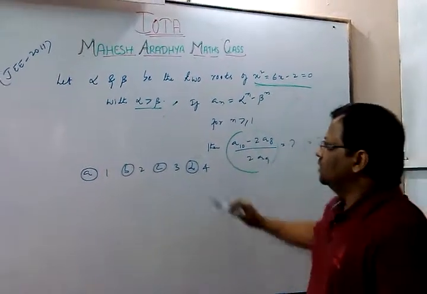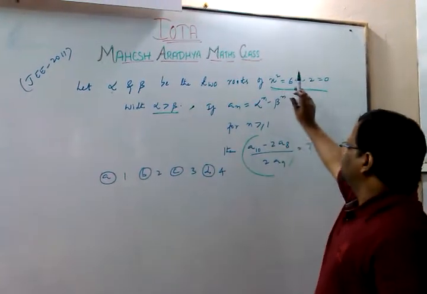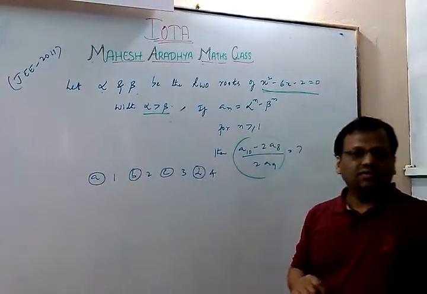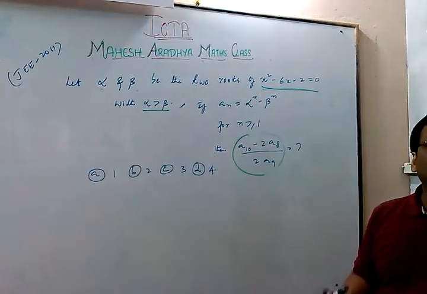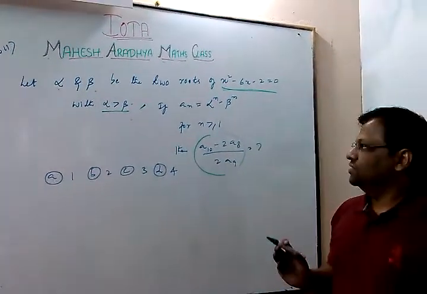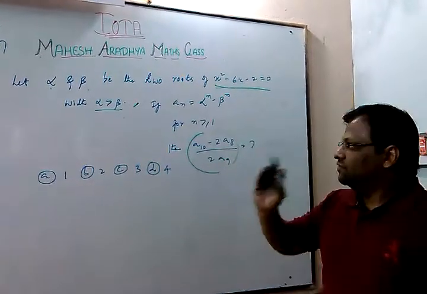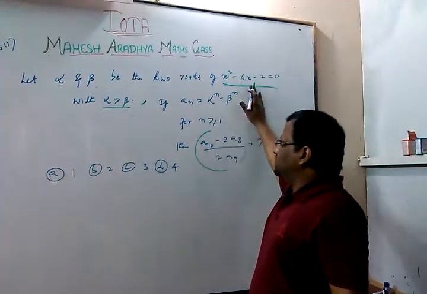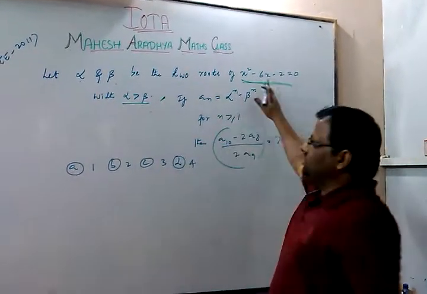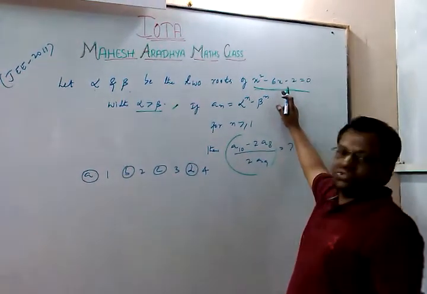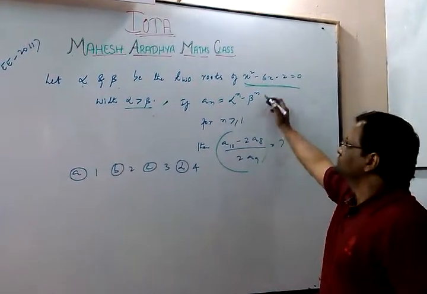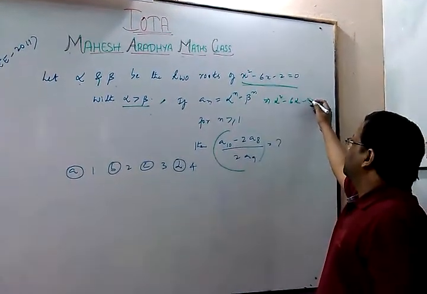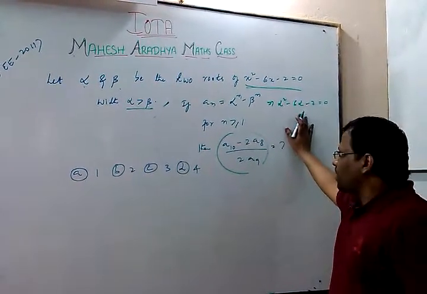If alpha and beta are the roots of this, what do you mean by root of a quadratic equation? What is the basic definition of a root? The simple definition of a root is a number or a value which satisfies the given quadratic or polynomial equation. So if alpha is the root, when you substitute the value of alpha, it should satisfy the given equation. So alpha square minus 6 alpha minus 2 is equal to 0. You agree with me? Okay.